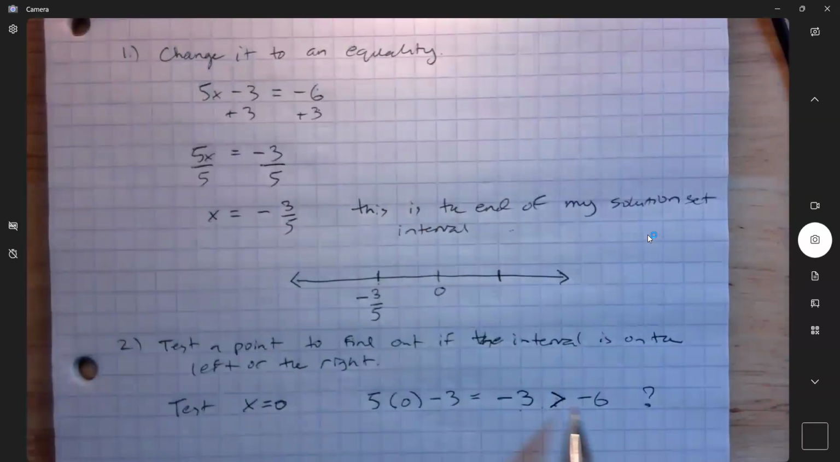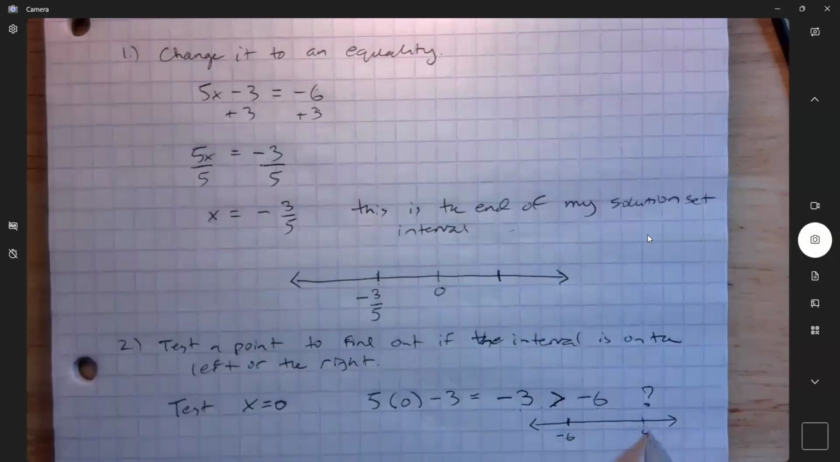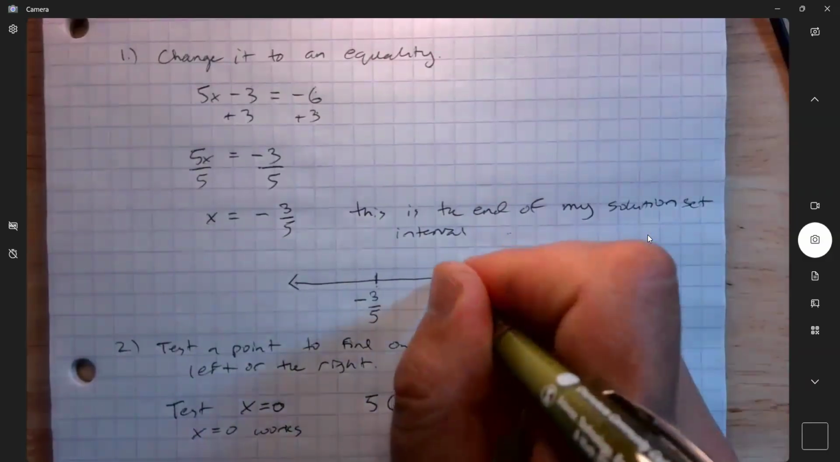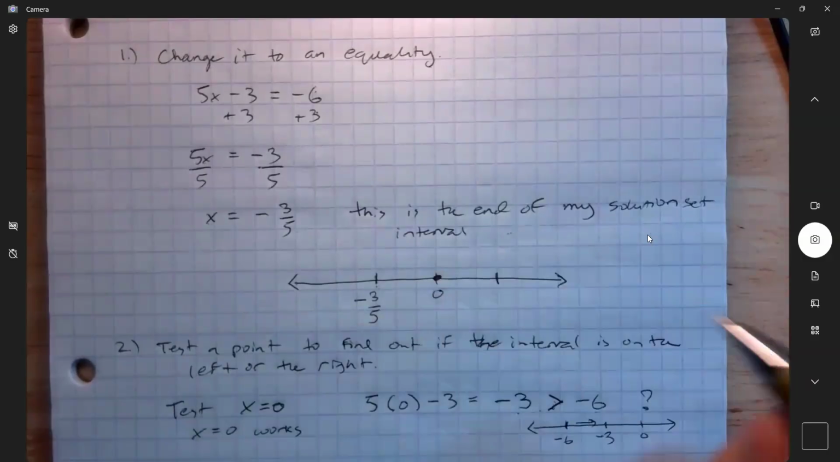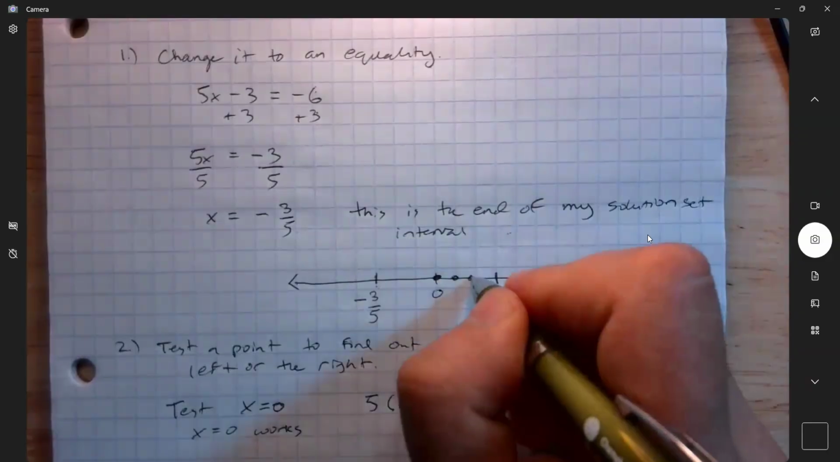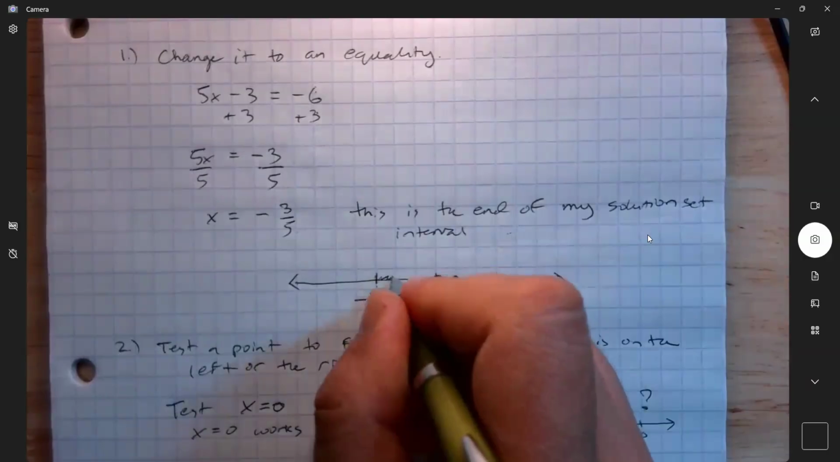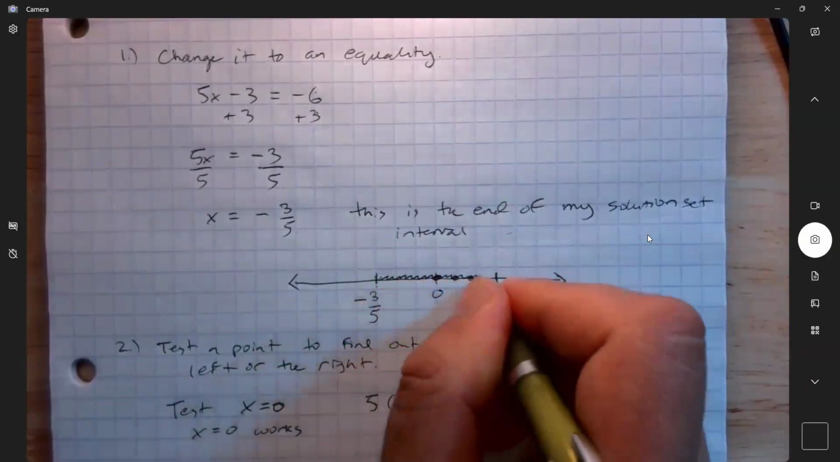-3 is, in fact, greater than -6. Right? Because if I have -6 here, -3 is here, it's greater than -6. So that means x equals 0 works. So I come up here to my number line and I say, aha, well, that point works. Then this point should work because that would be even bigger. And this point should work because that would be even bigger. In fact, any point in this part of the number line should work.